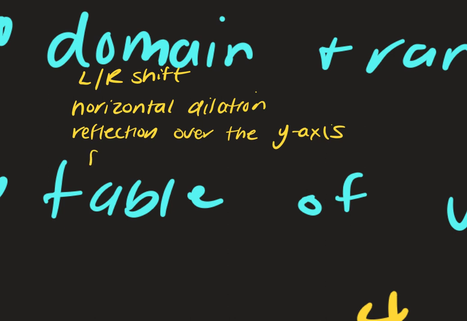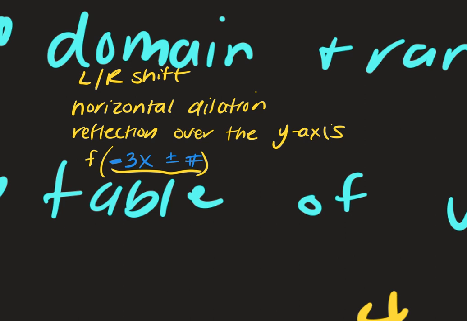Everything basically after the f, so anything that's happening in here, is what's going to affect your domain, or your x. So if there's a negative here, I'm changing my x values. If it's a 3x, I'm changing the x values by multiplying by 1/3. If it's a plus or minus here, then I'm adding or subtracting from the x values.